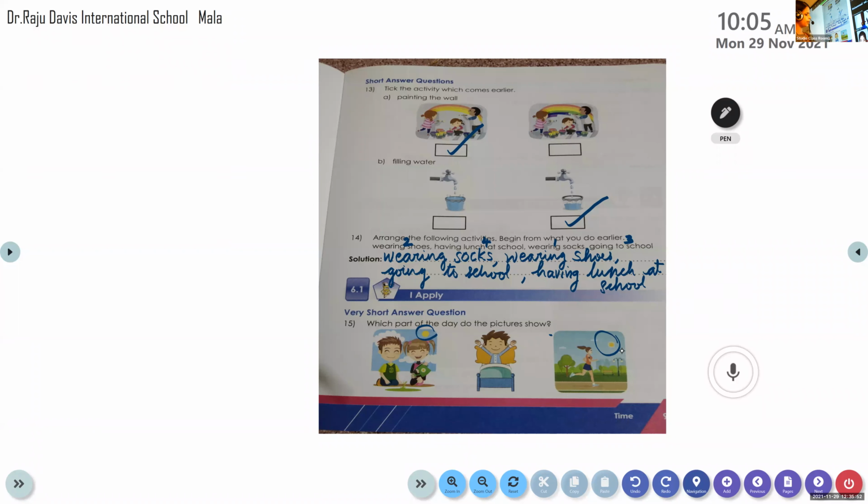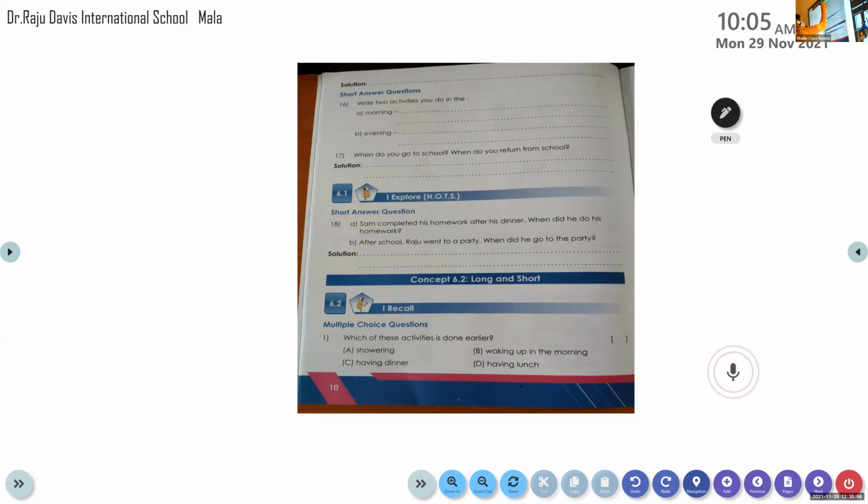So please take page number 10. And at the top, you have a space to write. There you can write morning. M-O-R-N-I-N-G. Morning. You have to write the answer. Morning.